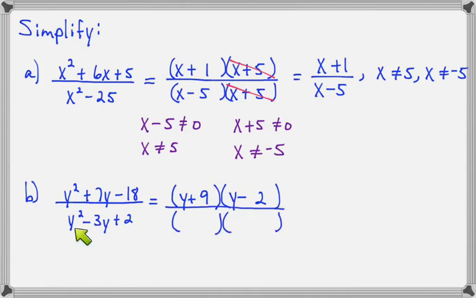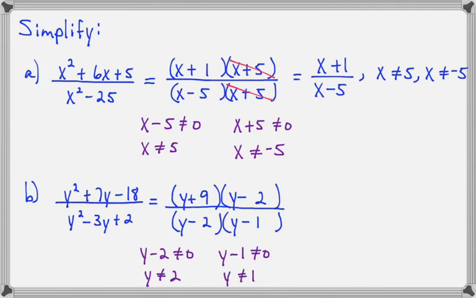Two binomials, y times y. The signs need to be the same, and they both need to be negative. And then the only way to get 2 is to put in 2 times 1. Okay, now, look at your denominator factors. Y minus 2 cannot equal 0, therefore y cannot equal 2. Y minus 1 cannot equal 0, therefore y cannot equal 1. Now we can cancel. I see a y minus 2 in both top and bottom, and I'm left with y plus 9 over y minus 1. And we note that y cannot equal 2 or 1.